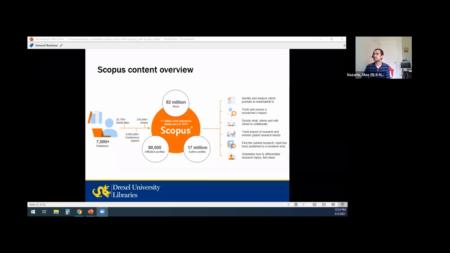So as Jay said, my name is Max Nazario. I am a representative from Elsevier, and I'm here to talk a little bit more about Scopus, which, as Jay has mentioned, is an abstract and citation database that's made available to you through Drexel. So just a very brief overview.